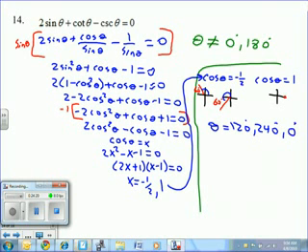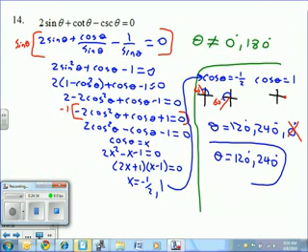But what do we have to make sure we do next? We have to cross out the 0, because up above we said that theta can't equal 0 or 180. So this 0 won't work. So theta equals 120 degrees and 240 degrees.